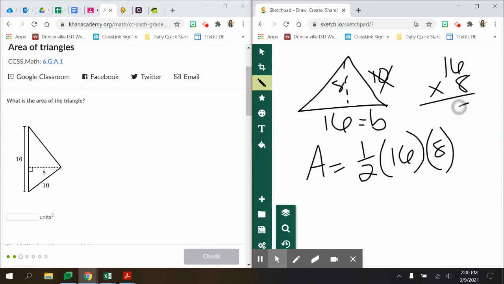So I need to do 16 times 8. Well, 6 times 8 is 48. 8 times 1 is 8, plus 4 is 12. So I know that is 128.